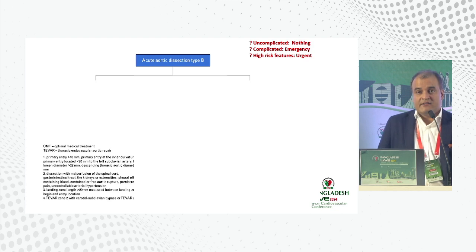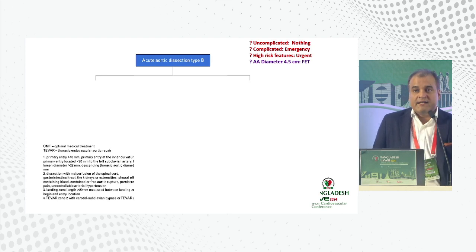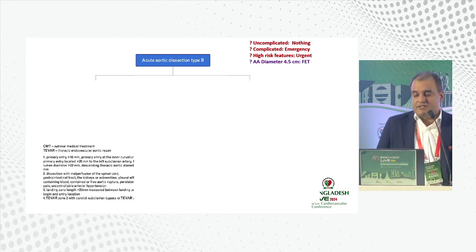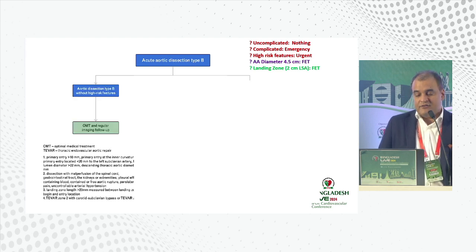If there are high-risk features, something needs to be done, not now, but soon, within the next 2 to 3 months. Now, two things are very important in deciding whether the patient should go to the vascular surgeons or to the cardiac surgeons. First, is there any concomitant ascending aortic pathology? If the ascending aorta is dilated, then the patient should have some sort of cardiac surgical procedure as opposed to a vascular procedure. Also need to see the landing zone, because that's really important. For TEVAR, we need a good landing zone.